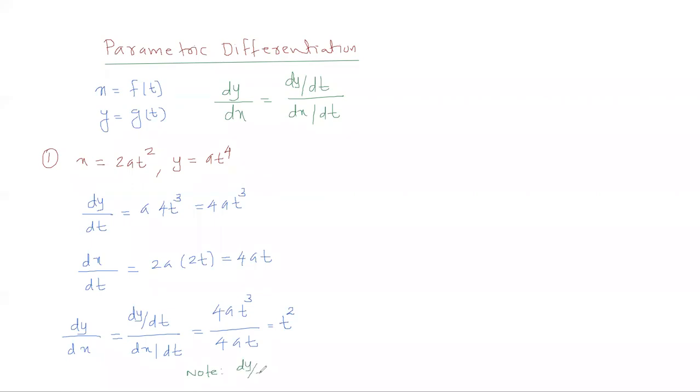Dy by dx you will always get in terms of parameter. You will get the answer in terms of parameter only. Whereas what we have done so far, when you find dy by dx you got the answer in terms of x and y only. But here in parametric form, when you find the derivative you will get it in terms of the parameter. Here you can see the derivative dy by dx is equal to t square. So you will get the answer in terms of parameter only.